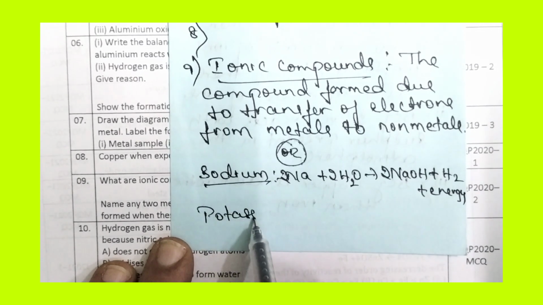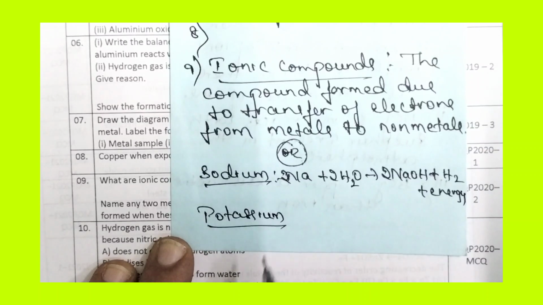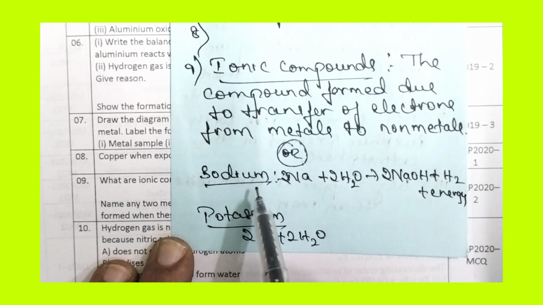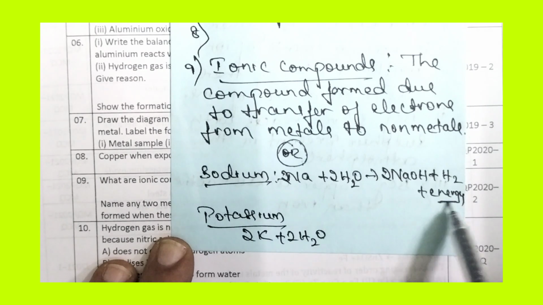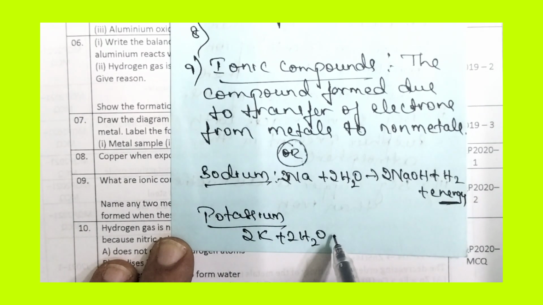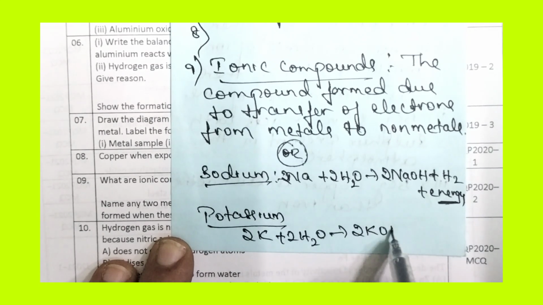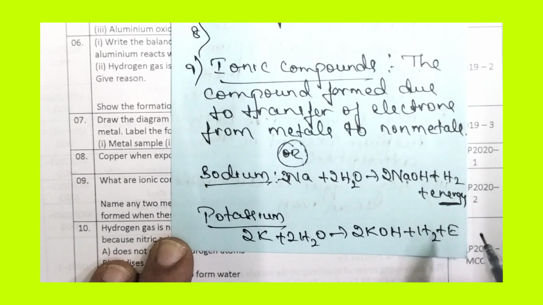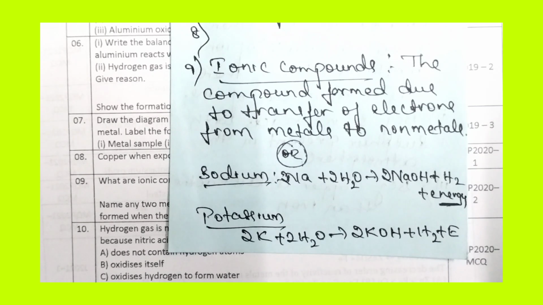Another metal that reacts with water very quickly is potassium. So the equation for potassium is 2K plus 2H2O. See, this is a reaction of metal with water, an exothermic reaction, because energy is released. So 2K plus 2H2O gives rise to 2KOH, that is potassium hydroxide, plus H2 plus energy, that is heat energy. Energy is liberated in the form of heat. So these are the two reactions of metals with water very quickly.